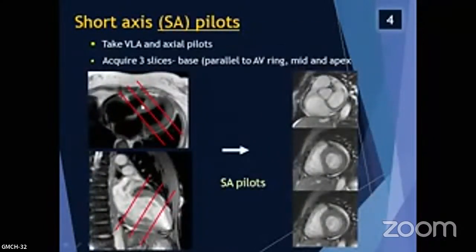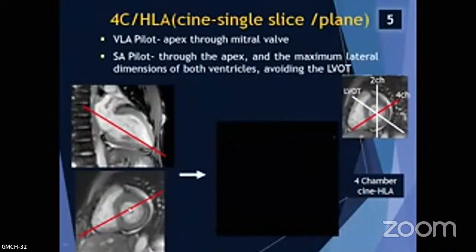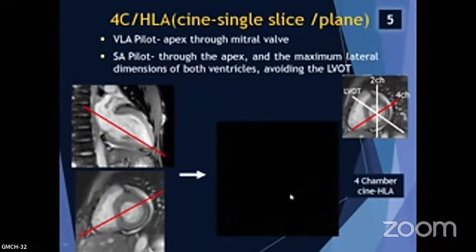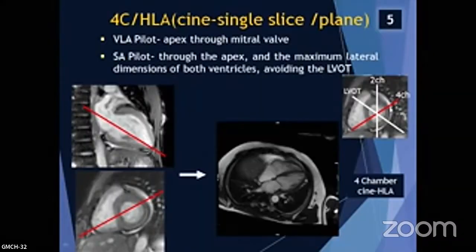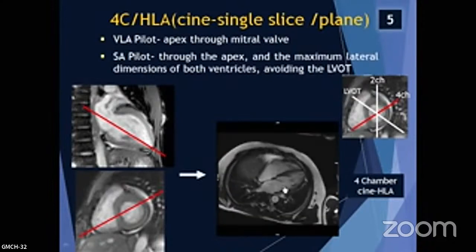Based on this pilot scan and the 4-chamber view, you get near short axis views. One is at the base, one at the mid cavity, another at the apex. Based on these 2 scans, the pilot VLA and the short axis view, you draw the other planes. If a line dissects the LV and the RV apex, you get a true 4-chamber view. From here, the MR actually starts.